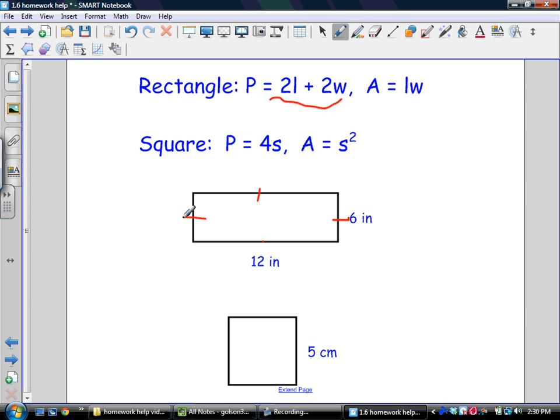Then area, to find the space inside of this, is very easy, and we'll go over this later in the year again, but you just have to multiply the length and the width together.